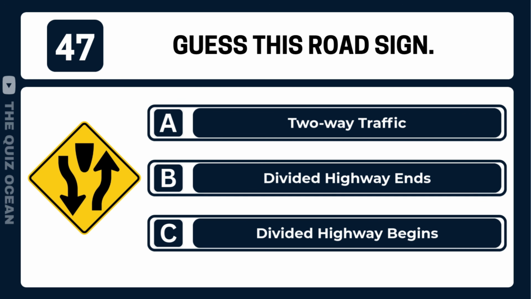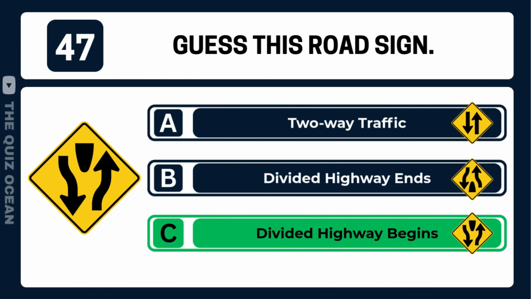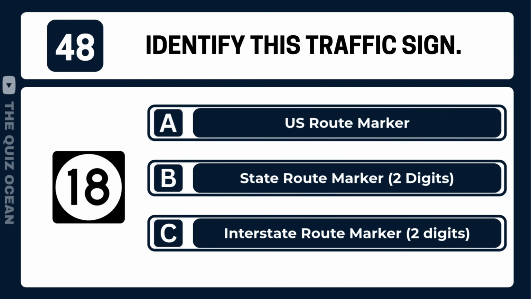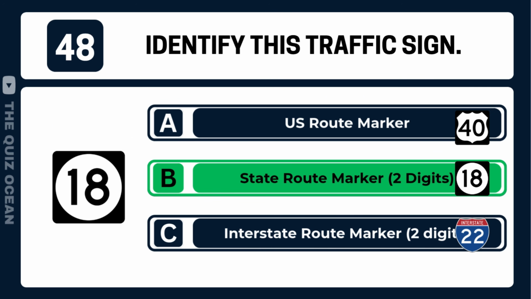Guess this road sign. Nicely done. That's a divided highway begins sign. Identify this traffic sign. Perfect. That's a state route marker, 2 digits.